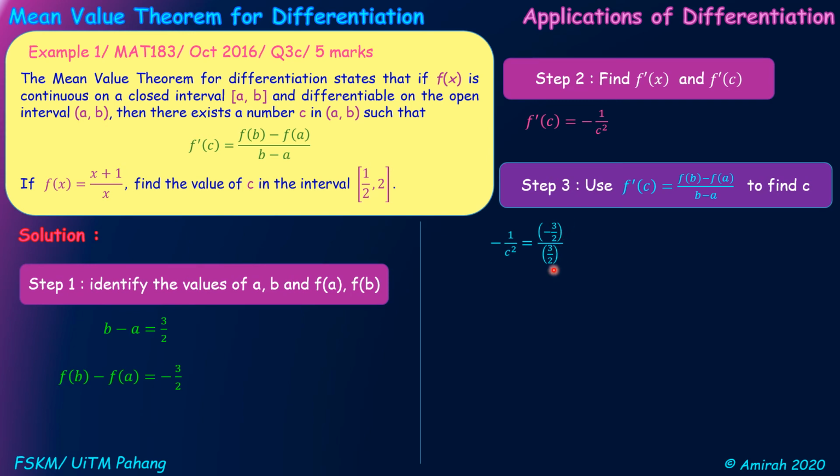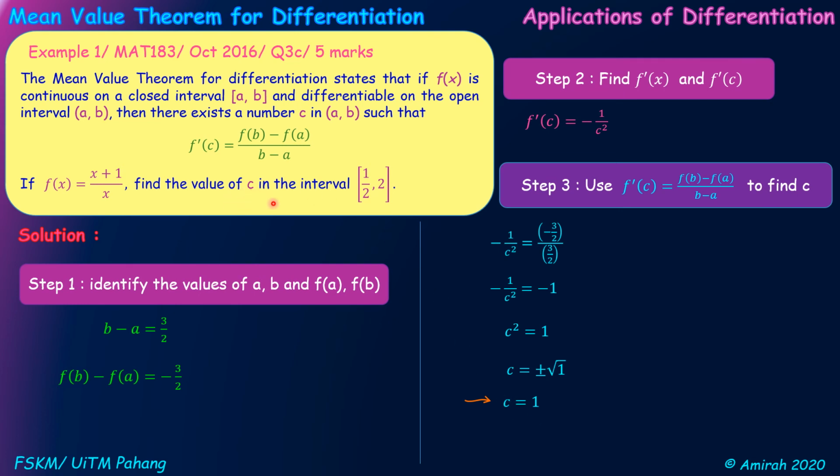After that, we have the same numerator and denominator, which is 3 over 2. After we simplify, we have negative here, so we get negative 1 for the right hand side. And then we can cross multiply. After we cross multiply, we get c squared equals positive 1. Then c equals, we move the square to the right hand side, so we get the square root. When we have a square root, we can put plus minus here. c equals plus minus square root of 1, and the square root of 1 equals positive 1.